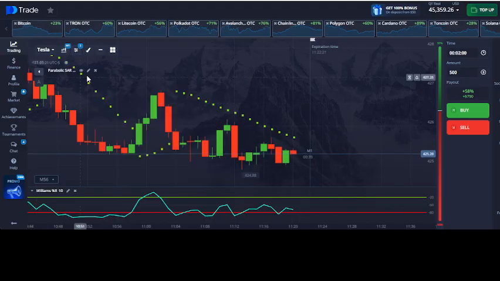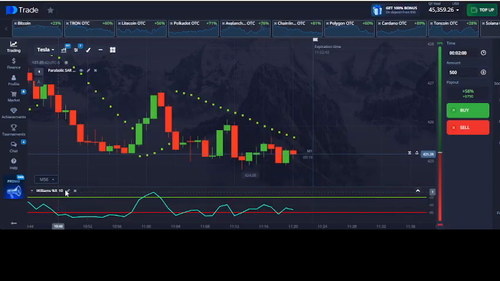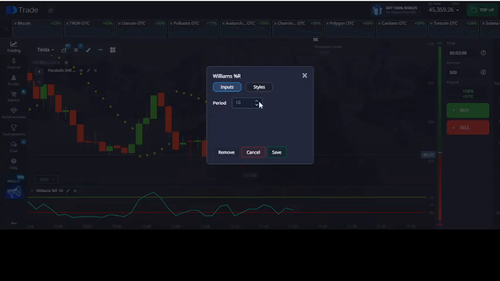Okay, now in the parabolic SAR settings here, I have the acceleration set to 0.03, maximum acceleration set to 0.3, and in my style settings, I have the line width set to 2 pixels. So we go ahead and save that. And for the Williams %R indicator, I have the period set to 10, and in the style settings, I also have the line widths set to 2 pixels each.